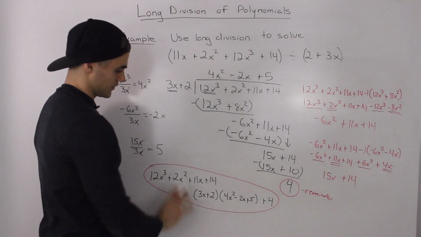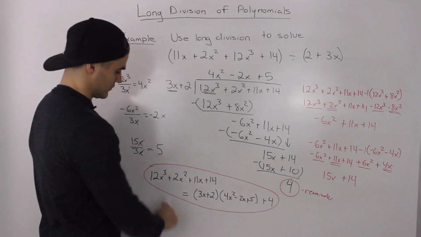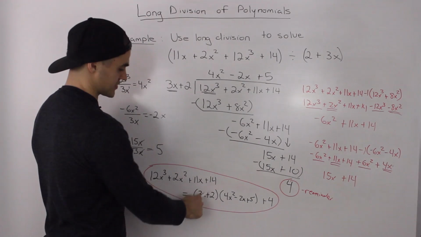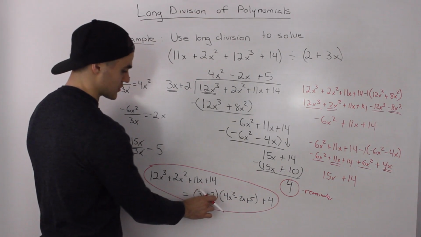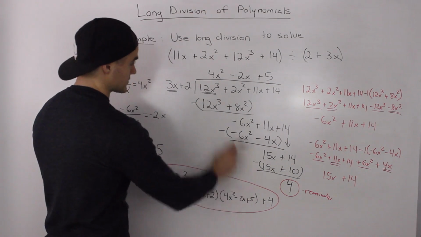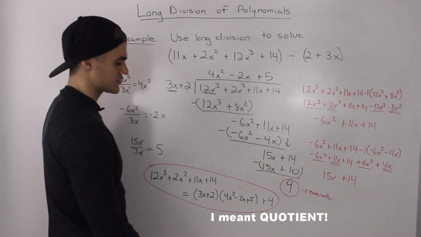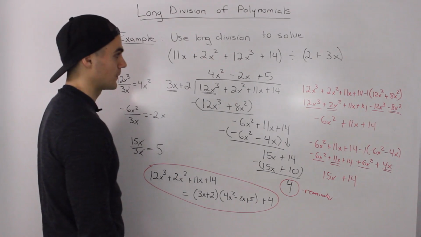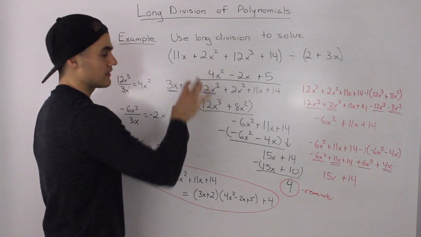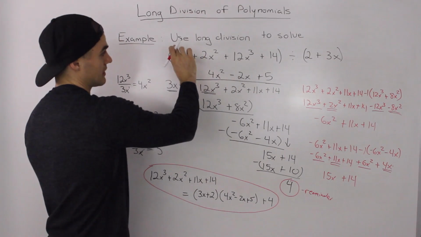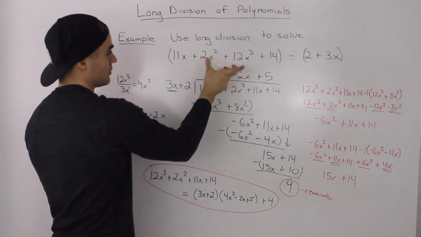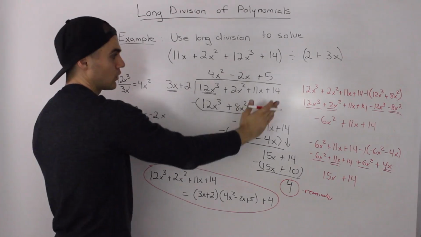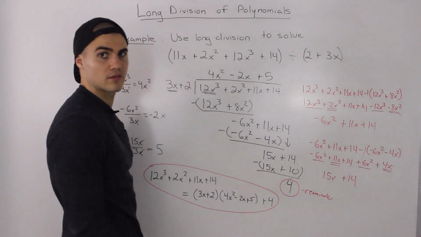Now taking our result and rewriting it into a nice division statement, we got the dividend of 12x cubed plus 2x squared plus 11x plus 14 is equal to the divisor, 3x plus 2, times the quotient that we got, 4x squared minus 2x plus 5, plus our remainder of 4. So the biggest trick in this example was making sure that we took our original polynomials, the dividend and the divisor, and we rearranged them from highest degree to lowest degree before performing the division.